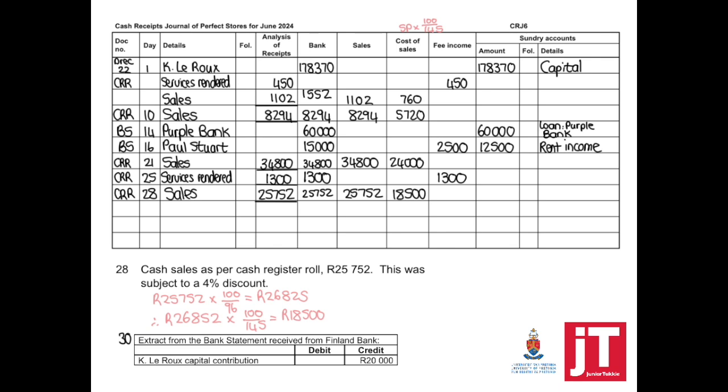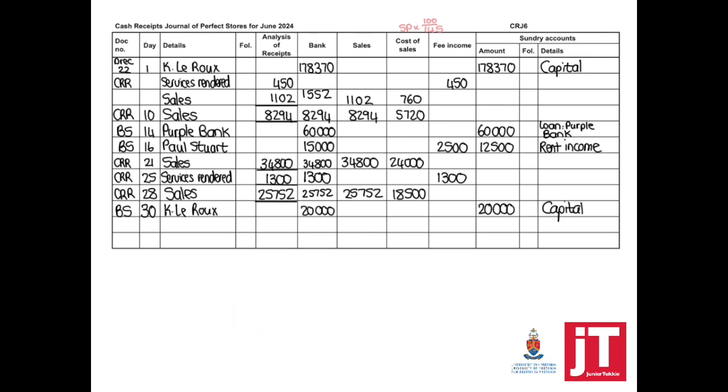On day 30, an extract from the bank statement received from Finland Bank showed K. LaRue, capital contribution 20,000. So this means that the owner contributed capital again in the amount of 20,000. Because it's reflecting on my bank statement, it goes directly under bank, and my source document is bank statement. Once we are done with all the transactions related to the cash receipts journal, we can total, starting with bank.